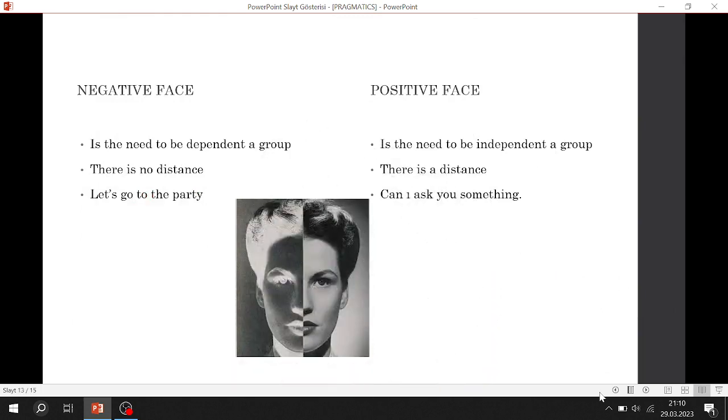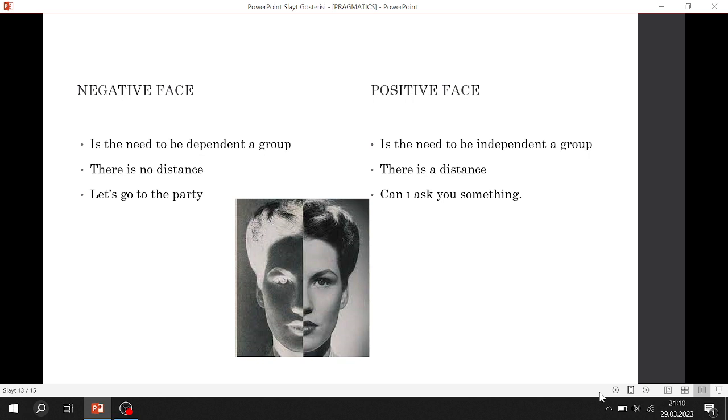Of course, there are negative face and positive face. Negative face is the need to be independent of a group. There is no distance. There is a really sincere relationship. For example, "Let's go to the party." When you use this statement, of course, you have really sincere friends and you have a connection with each other. There is no distance.